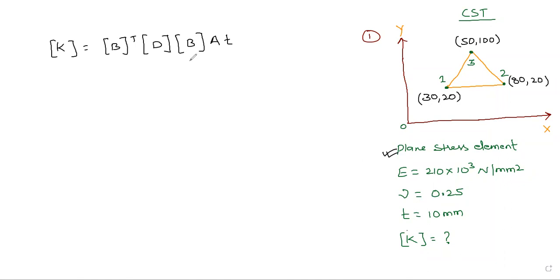Then B matrix, what is B matrix? We will see. This is our D matrix. D matrix, again for this D matrix only they have mentioned this, that this is a plane stress element, because D matrix we will use for plane stress condition. Then B transpose, once we will find this B matrix, B transpose automatically we will find, right? So let us start now.